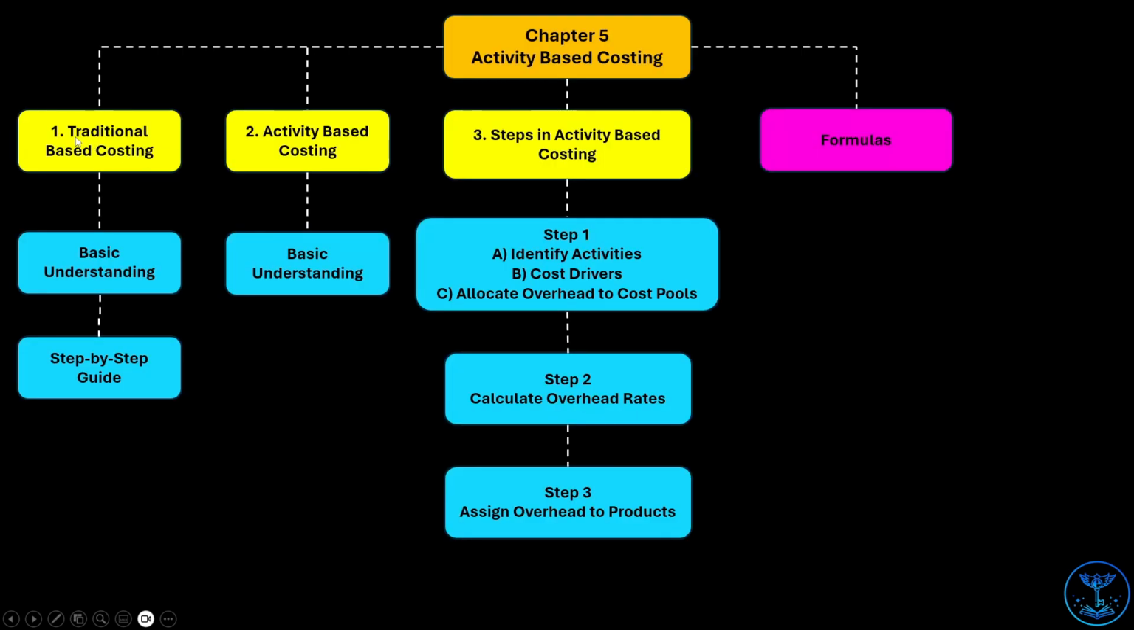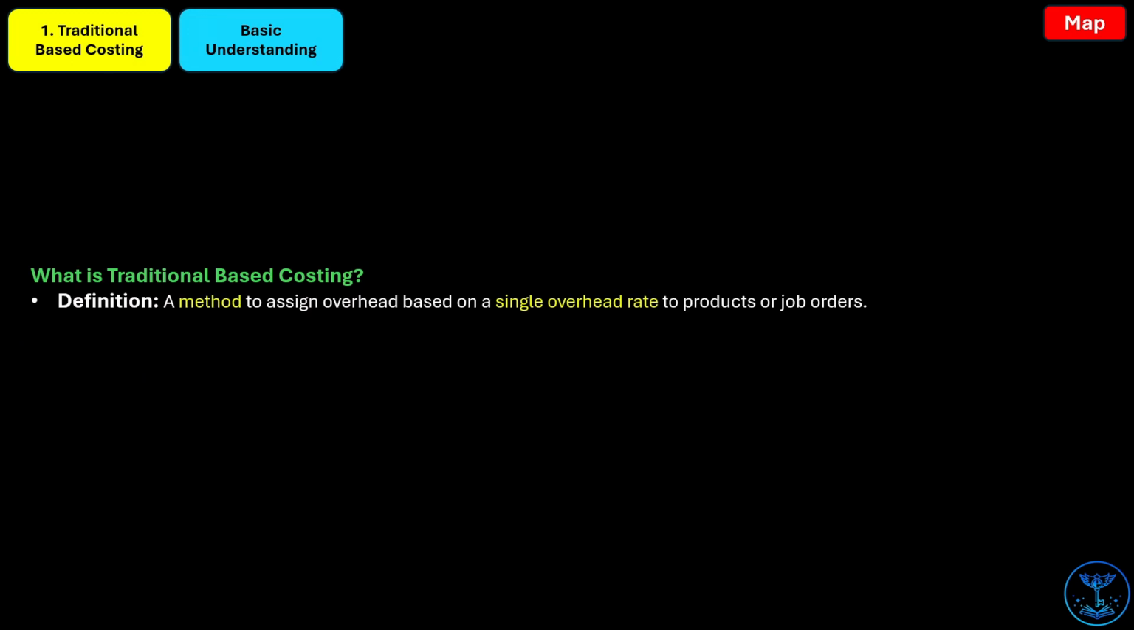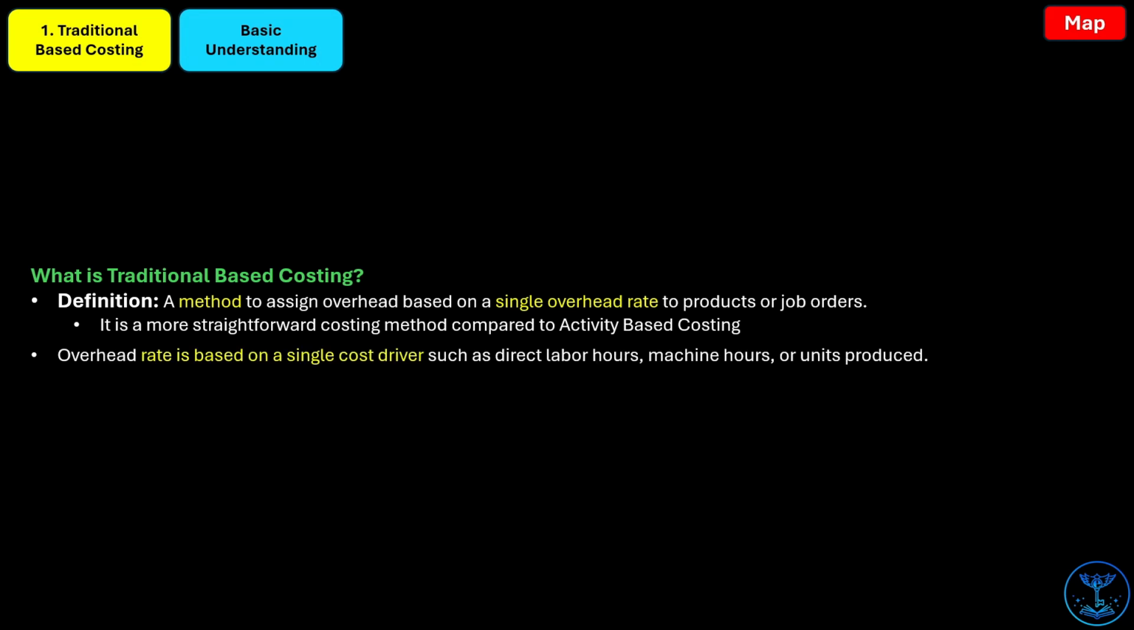All right, so let's get started with traditional based costing. So what is traditional based costing? Well, it's a method to assign overhead based on a single overhead rate to products or job orders. It is a more straightforward costing method compared to activity-based costing, where we're using many overhead rates. So the overhead rate is based on a single cost driver in traditional based costing, such as direct labor hours, machine hours, or units produced. Usually, let's say for a midterm, it might say under traditional based costing, we're going to be using direct labor for our overhead rate or machine hours for our overhead rate.